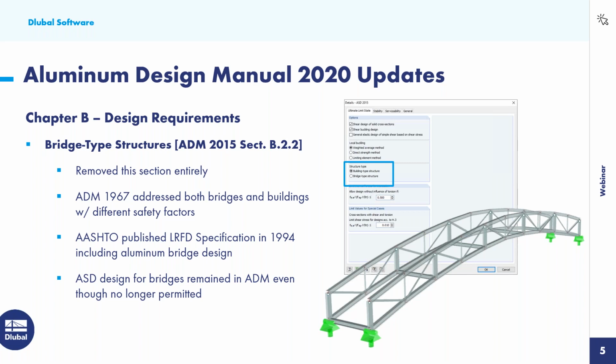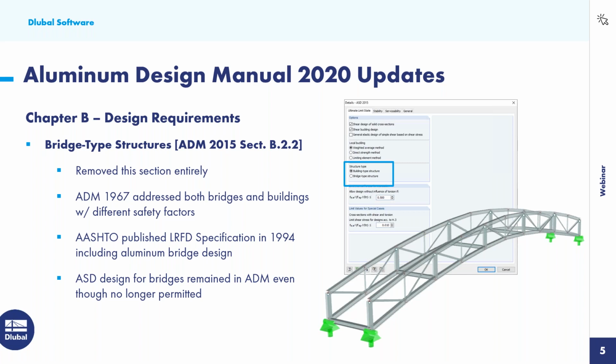So a little bit of history about this is that back in 1967 or around this time period, we started seeing aluminum bridges kind of pop up all over the US. So obviously there needed to be some type of design standard that addressed this. So the ADM took it upon themselves to go ahead and add bridge design into their design standard according to ASD design method. This did require that bridges and buildings have different safety factors.